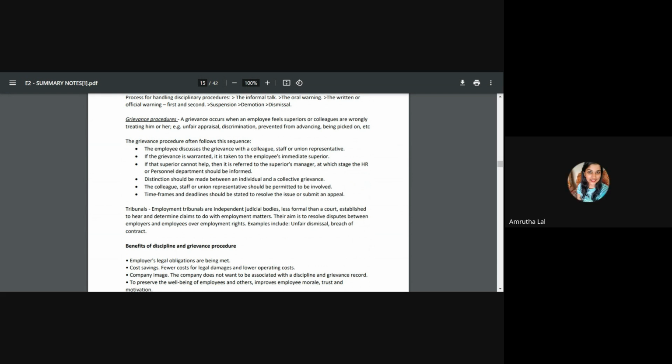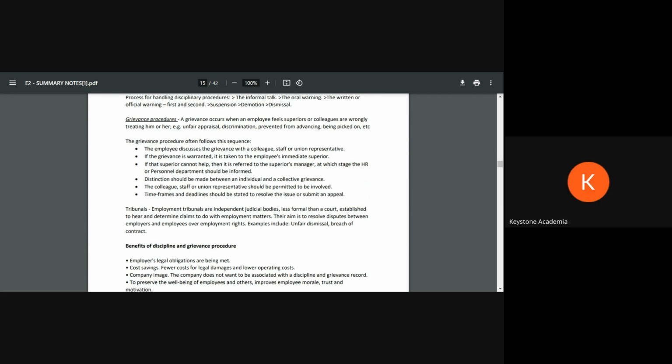So benefits of discipline and grievance procedure, we discussed above, and we just want to look at it again. Employers' legal obligations are met. One small doubt: is this tribunal conducted by the company itself, or by the government or other external bodies? Does the company appoint the tribunals, or is it an independent body? Independent body, that's what I'm saying. Anything else? No, that's clear. Can I move on?